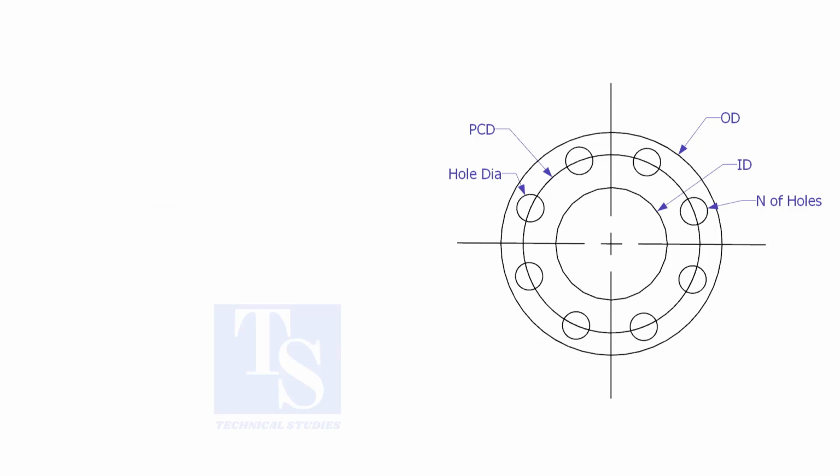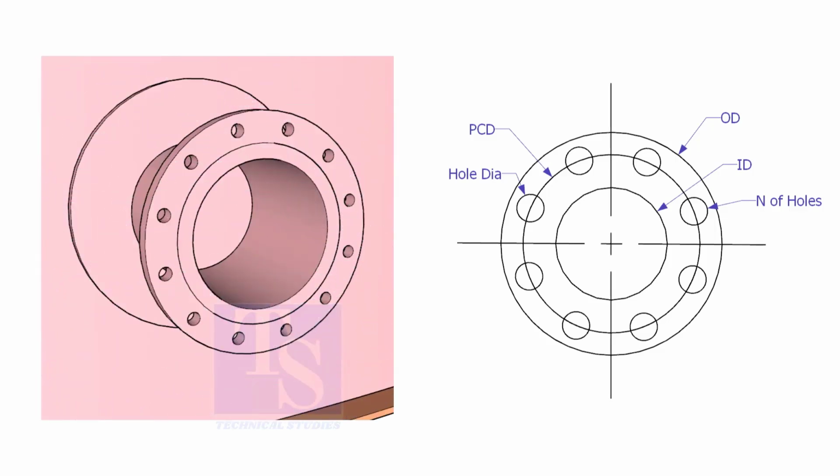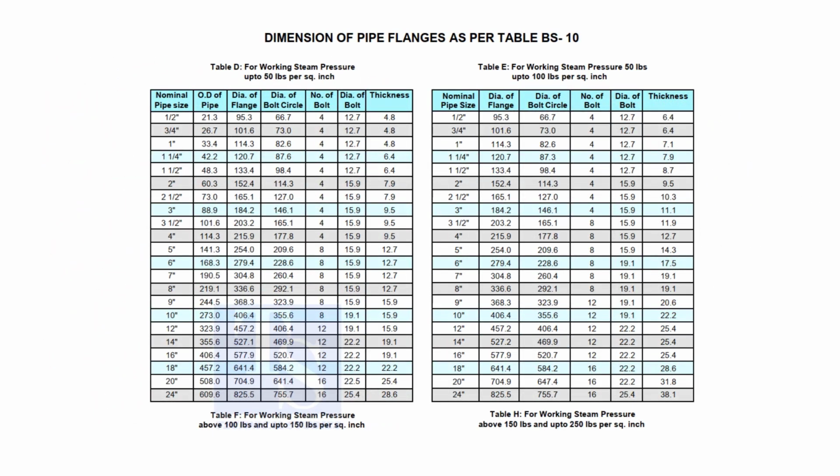Assume that you need to fabricate a plate flange. Probably, you can measure all the dimensions from an existing flange. Or, you may need a flange dimension chart. Before checking the dimensions, check the pressure temperature rating. This is very important. To download the charts and drawings, check the description for links.